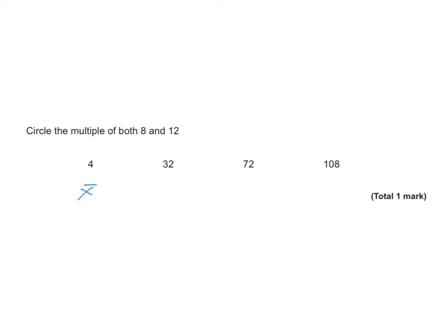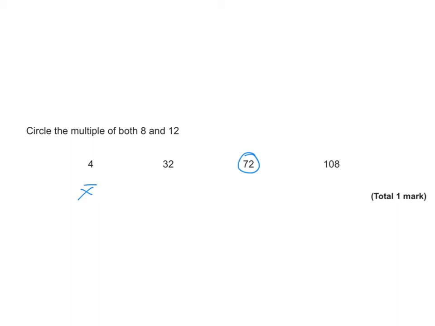32. Now I know that's a multiple of 8, but it is not in the 12 times table. 72. I know that is a multiple of 8 and 12. So yeah, that one is in the 8 times table and it's in the 12 times table.